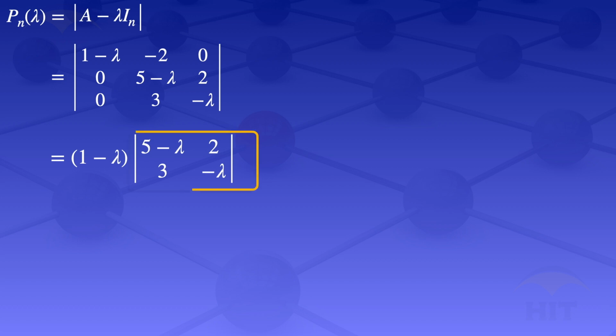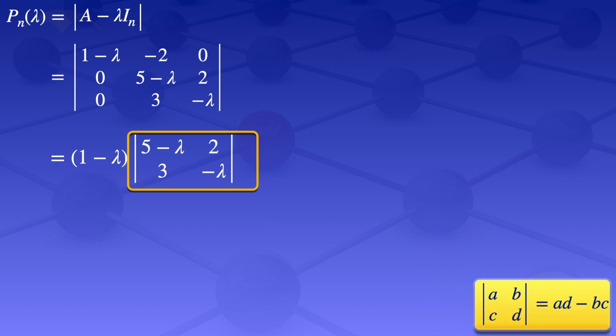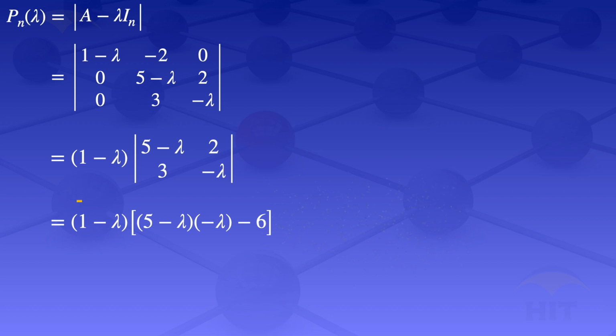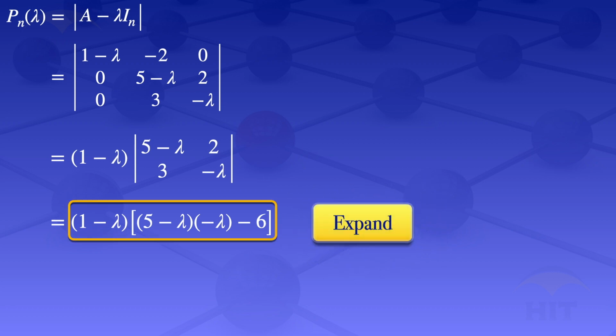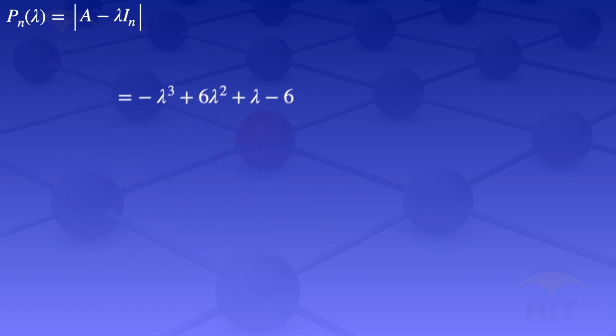Now looking at this part here, this is a determinant of a 2 by 2 matrix. When we have a 2 by 2 matrix A, B, C, D, its determinant is AD minus BC. So when you simplify that highlighted part, we would have 1 minus lambda multiplied by (5 minus lambda)(minus lambda) minus 6. I can then go on and expand this part, and we would have the result as minus lambda cubed plus 6 lambda squared plus lambda minus 6. So the characteristic polynomial is minus lambda cubed plus 6 lambda squared plus lambda minus 6.